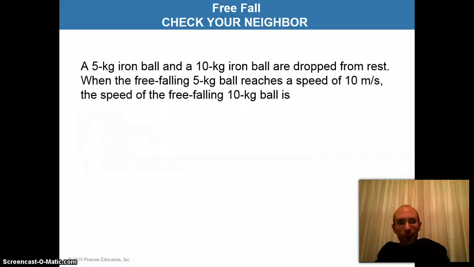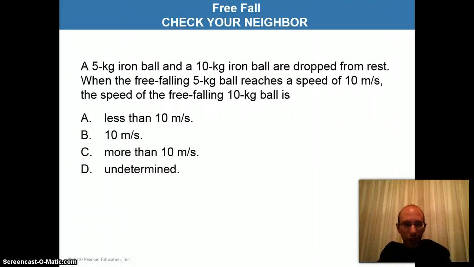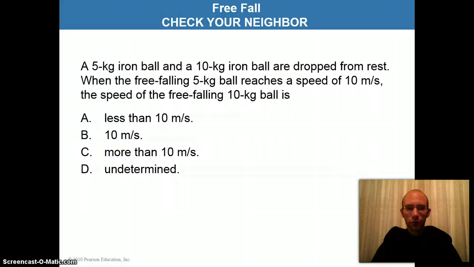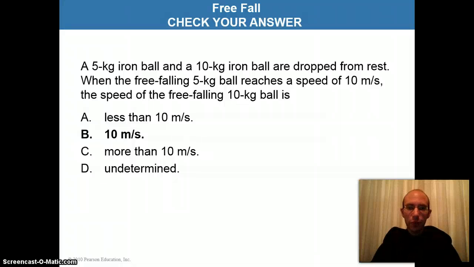Last question now. You have the same two iron balls, the 5-kilogram and the 10-kilogram balls. You're dropping them from rest. When the free-falling 5-kilogram ball reaches a speed of 10 meters a second, the speed of the free-falling 10-kilogram ball is what? Less than 10 meters a second, 10 meters a second, more than 10 meters a second, or undetermined. Pause the video and select your answer. And the correct answer was B, 10 meters per second.